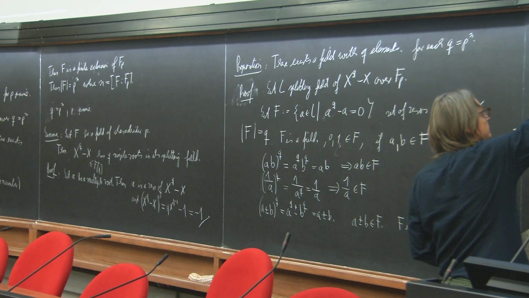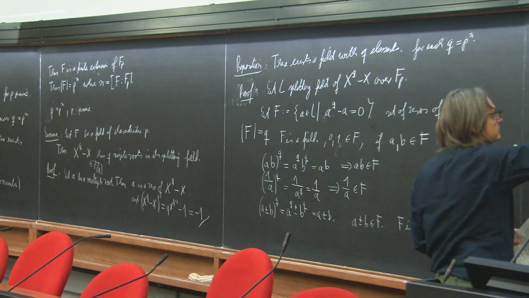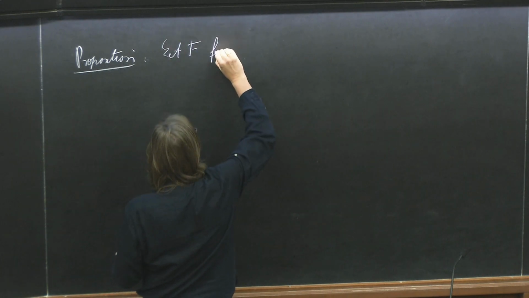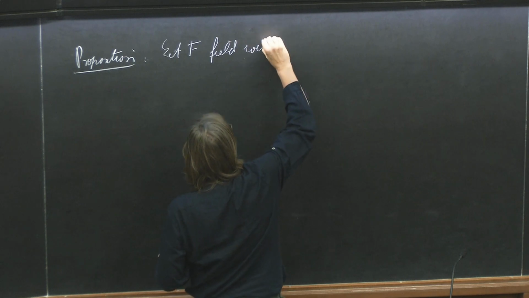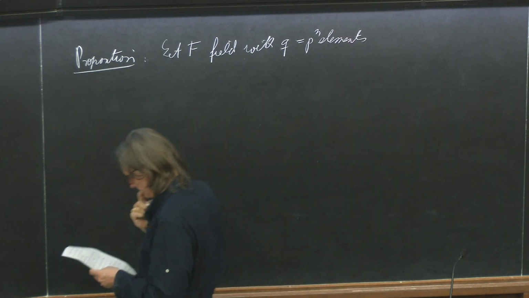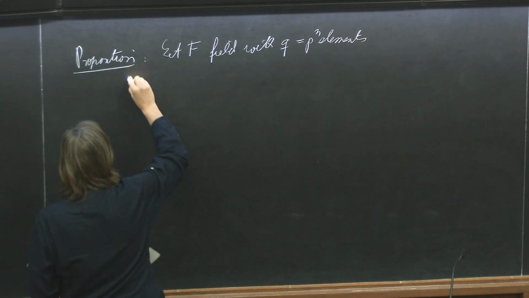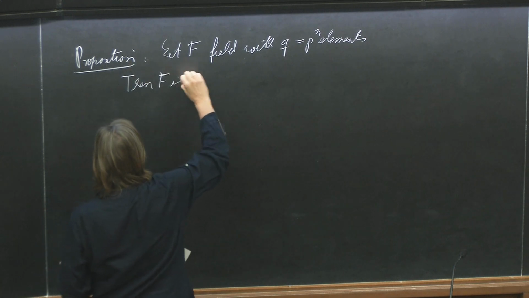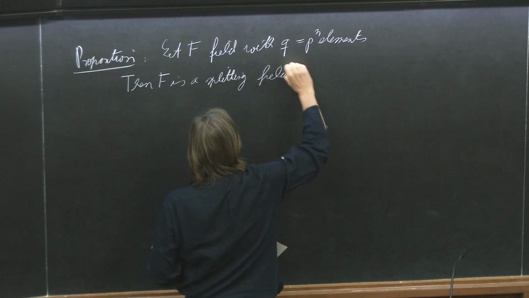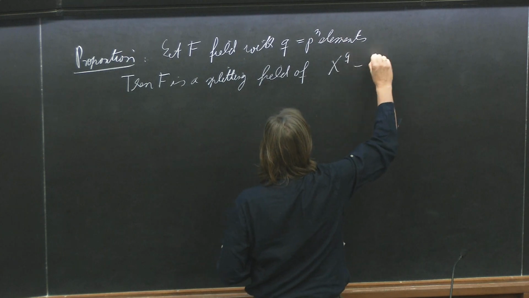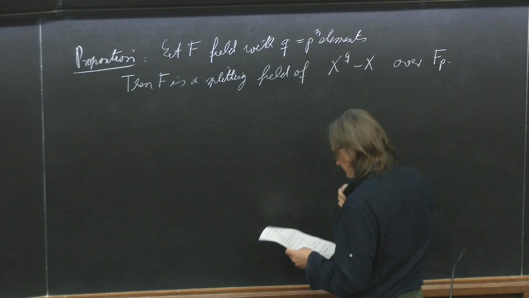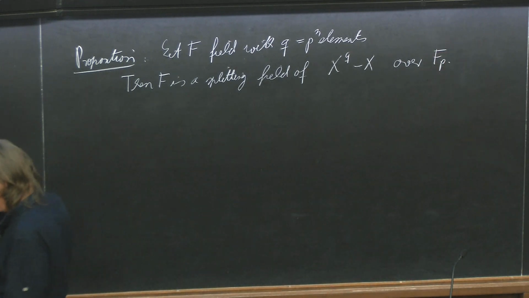Proposition. Let F be a field with q equal to p to the n elements. Then F is a splitting field of x to the q minus x over Fp.